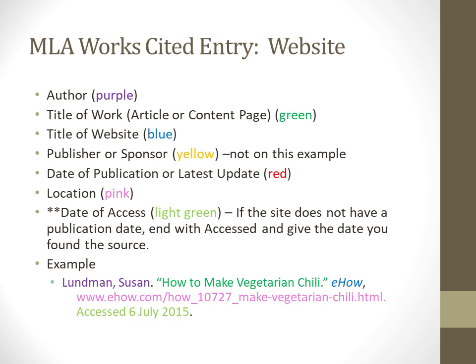The date of publication or latest update is in red. In this case, there is no date of publication. The location or the URL web address is in pink on this example. If there is no date of publication, you will end your citation with the word accessed, and you will give the date that you found the source. So, for example, accessed the 6th of July, 2015.